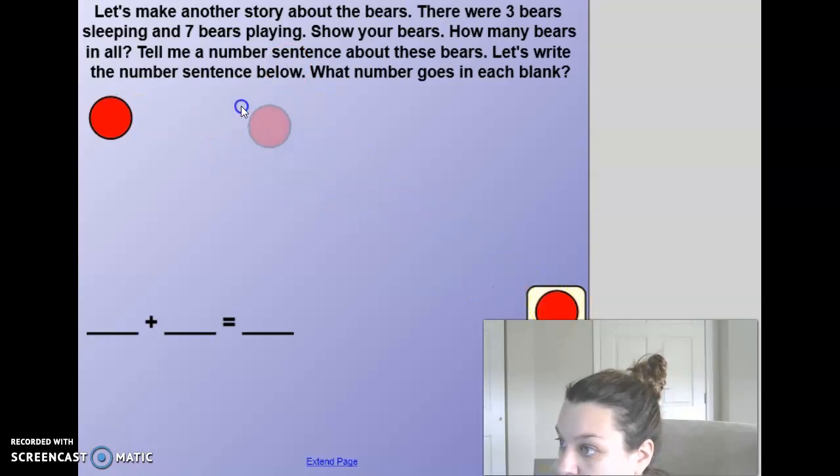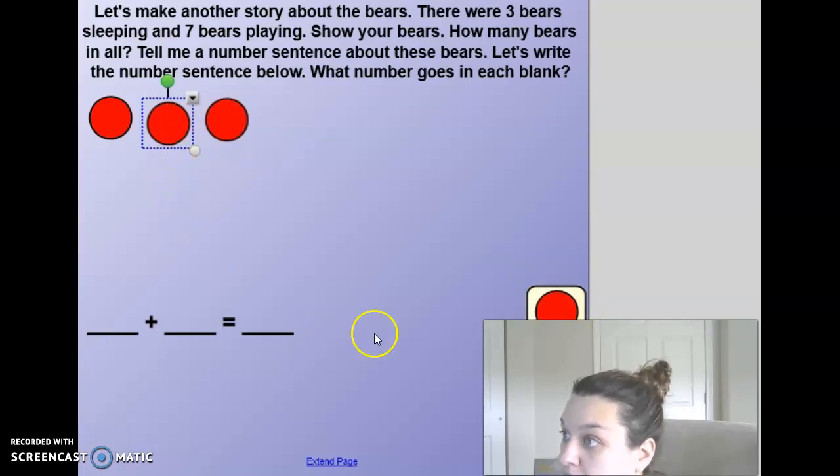1, 2, 3. Go ahead and draw your 3 bears.